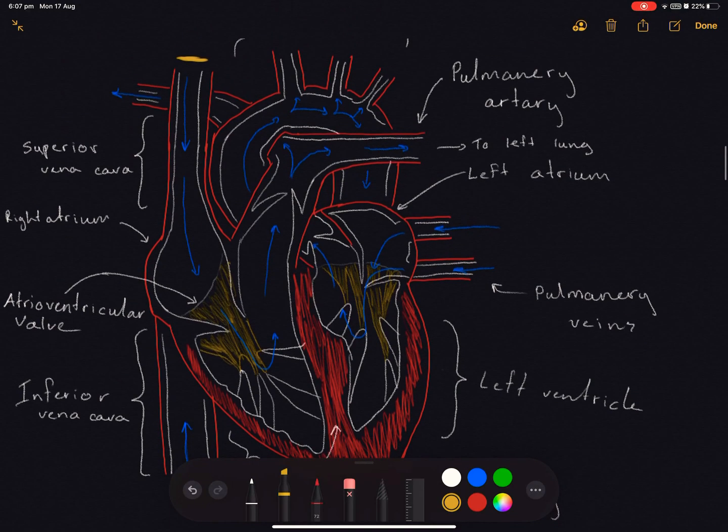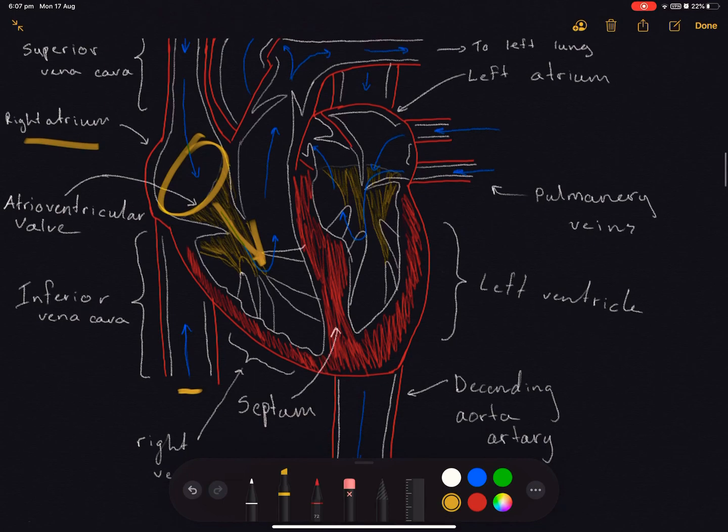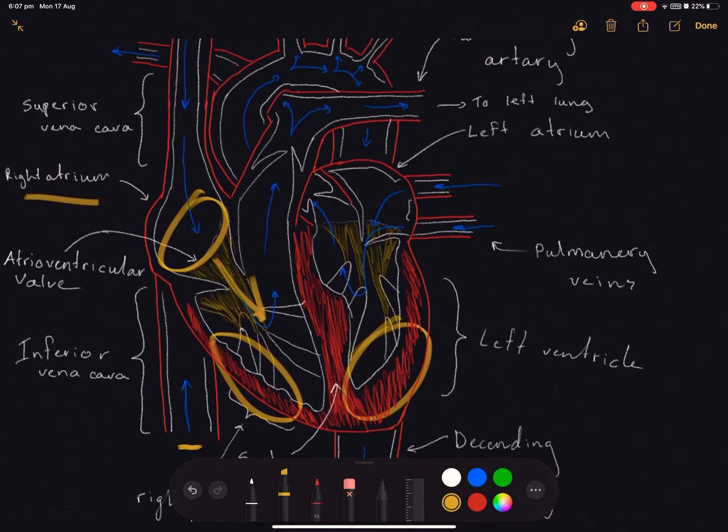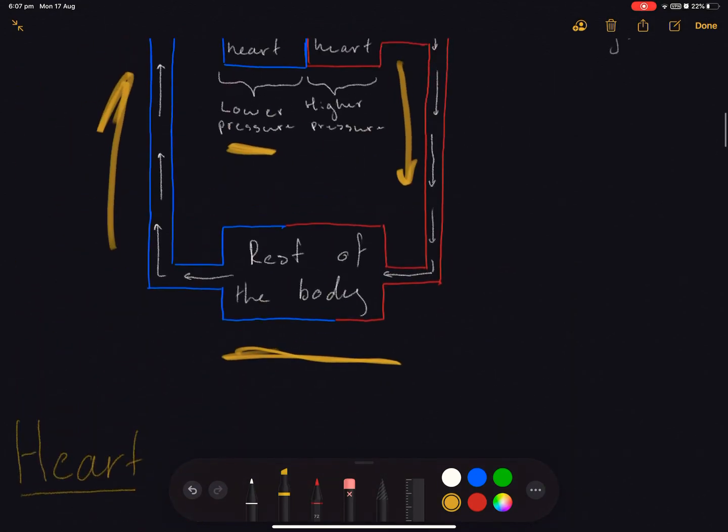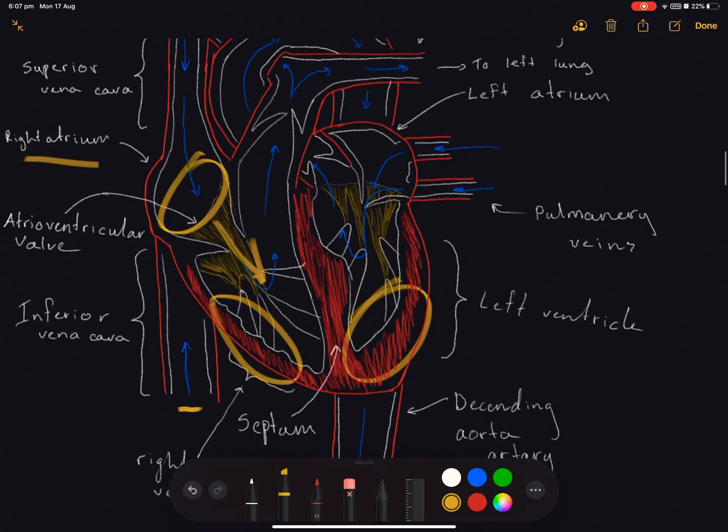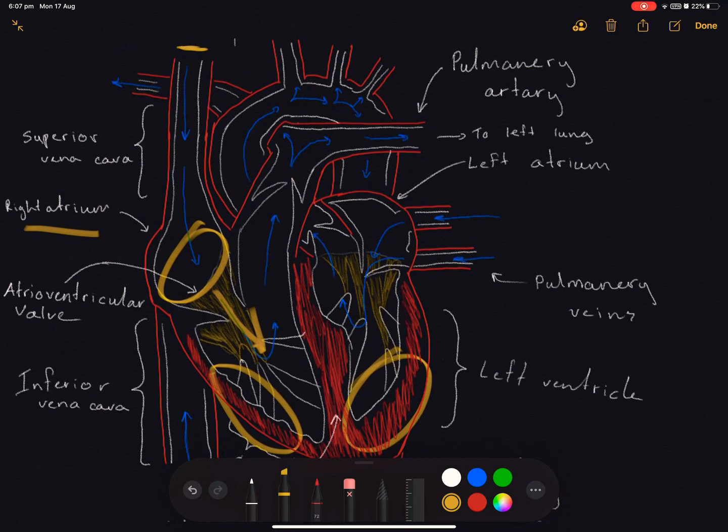So, the blood will flow from the superior and inferior vena cava into the right atrium, which is here, and that will flow through into the right ventricle, which you may have noticed has a smaller lining of muscle than the left ventricle. And this is what I discussed back up here. It generates the lower blood pressure, which sends the blood to the lungs through the semilunar valve.